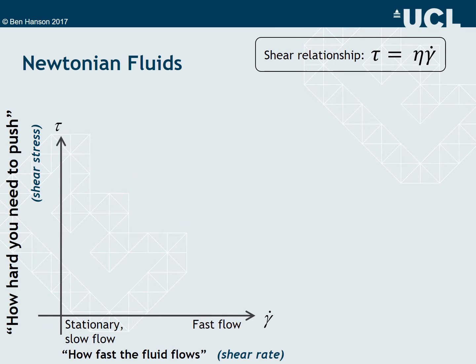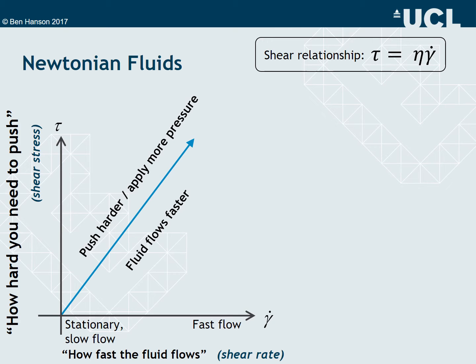So on a graph, we can plot that to get a characteristic for a certain type of liquid. The simplest characteristics of liquids are called Newtonian fluids. And if you look at the graph here, we've got on the y-axis shear stress, and that's thought of as how hard you need to push the liquid. On the x-axis, how fast the fluid is flowing as a result of that pressure. For Newtonian fluids, you have a straight line relationship between the two. Push harder and the fluid flows faster.